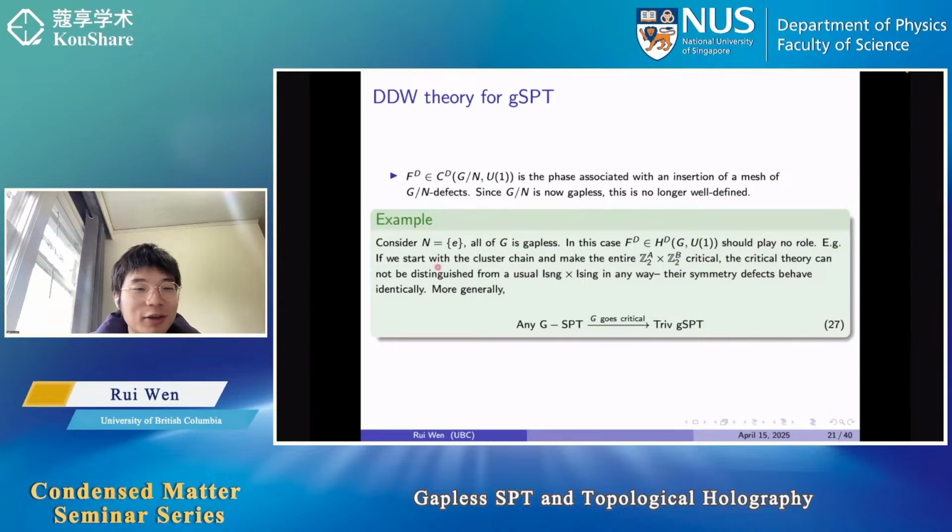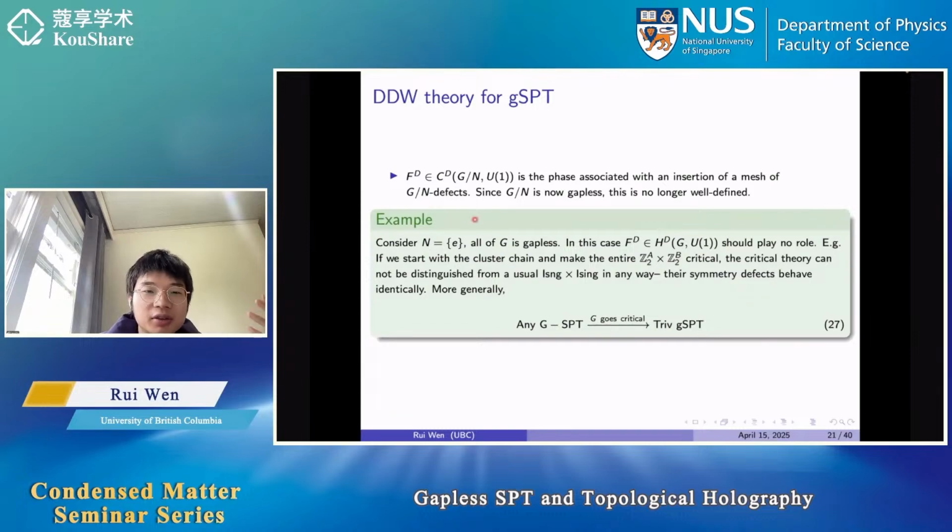If, for example, we start with the cluster chain and we make the entire Z2A times Z2B critical, then the critical theory cannot be distinguished from the usual critical Ising in any way. Their symmetry defects would behave identically. So in the previous example, only Z2A or Z2B is critical. But if we make the entire Z2A times Z2B critical, it should be regarded as a trivial gapless SPT, right?